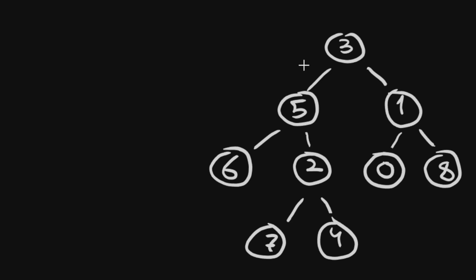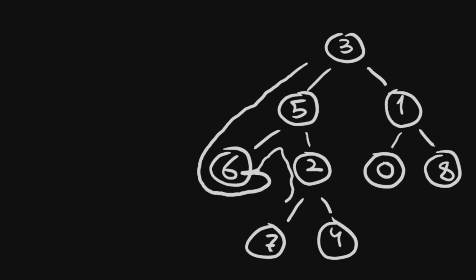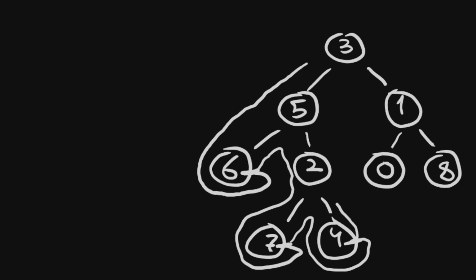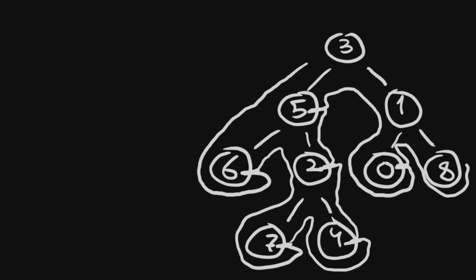Why? Because we go over here and we touch the 6 from the right side, so we visit the 6. Then we continue over here, we visit the 7 because it's the next node we can touch from the right side. We continue, visit the 4, then the 2, then the 5, and then the 0, then the 8, the 1, and finally we visit the 3.